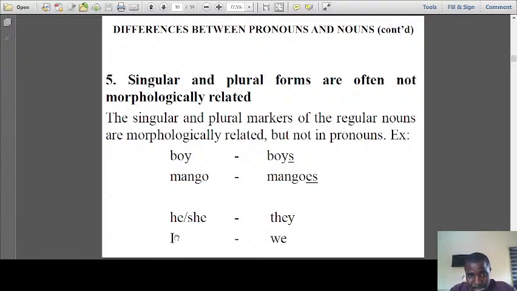The same here, I, and the plural, the base has changed, or you can say the root has been changed completely, different from this, yet it is the plural of this, just as mangoes is the plural of mango. We is the plural of I, just as boys is the plural of boy, they is the plural of he or she. That is why it is a singular and plural form not morphologically related.